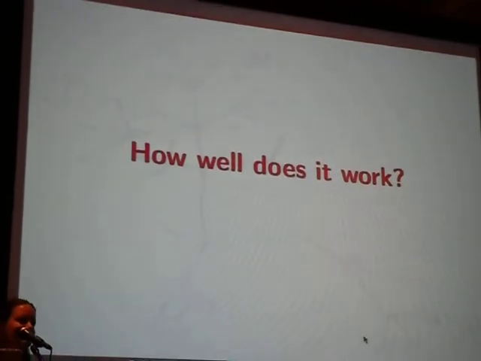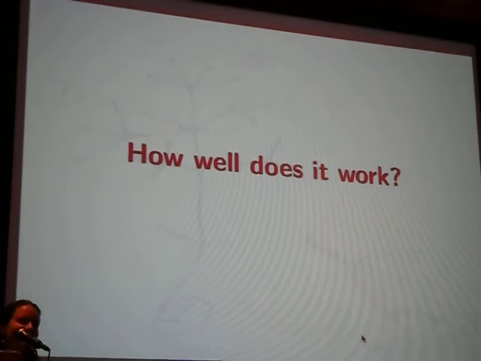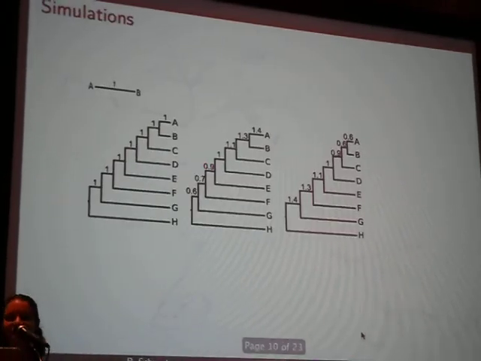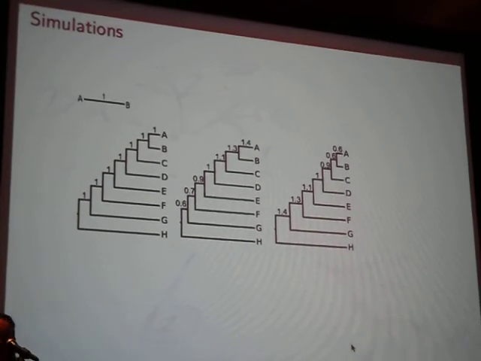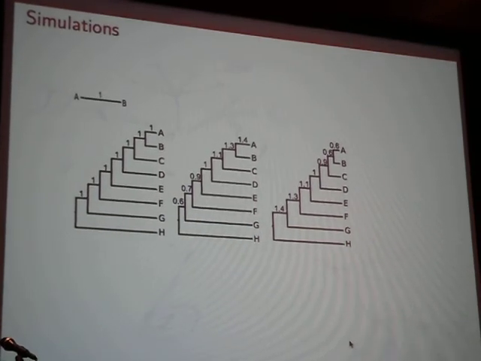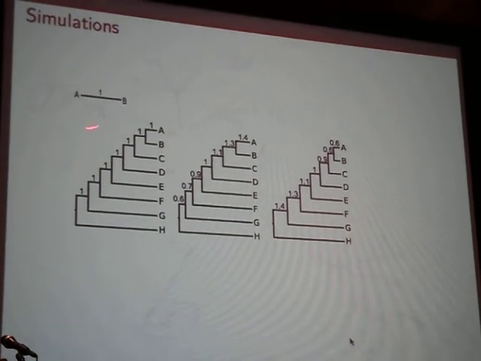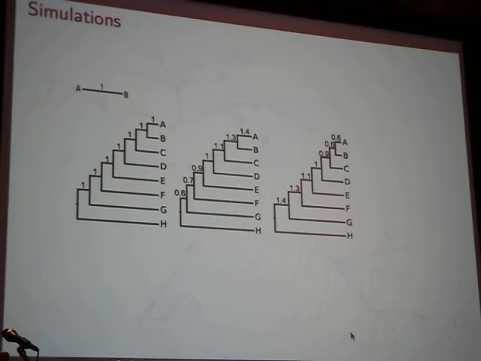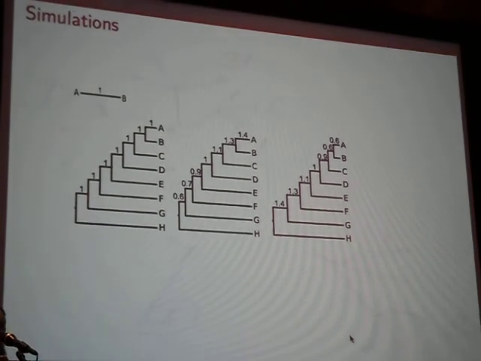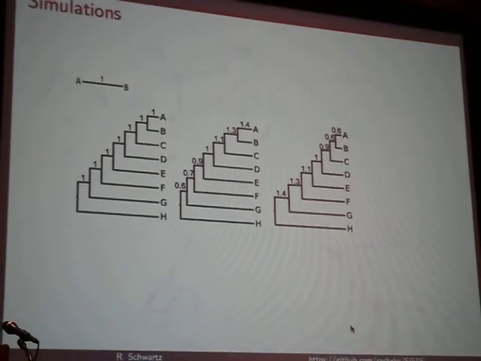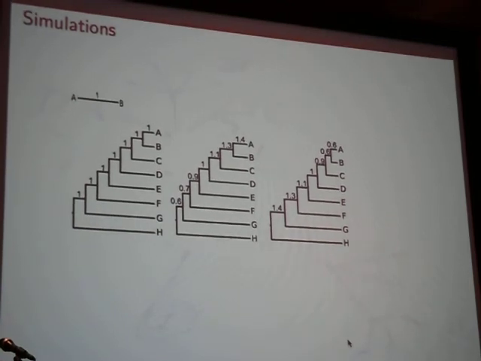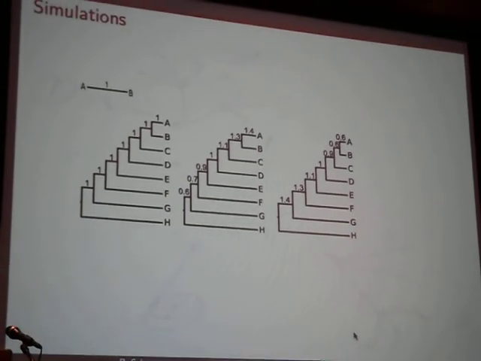So this is a question everybody wants to know. Does it actually work? And I wouldn't be here if it didn't work. So I did a bunch of simulations. We have 4 trees. This is the simplest tree, as you can see. And then we have 3 trees that have varying ratios of intermediate node distances here.